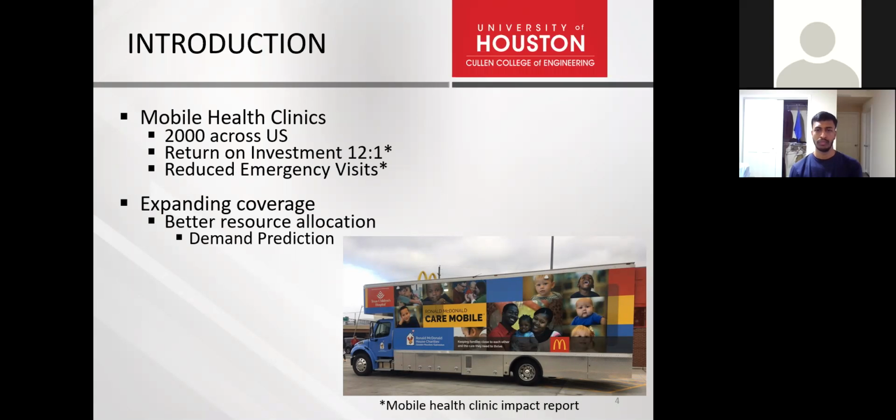Currently, there are more than 2,000 mobile health clinic programs working across the United States. And these mobile health clinics are providing a return on investment of 12 to 1. They also reduce emergency visits. In fact, each mobile clinic results in 600 fewer emergency department visits every year. So because of all this good work, there's a need to expand the coverage of these mobile health resources. And for that, we need better resource allocation, for which we need demand prediction.